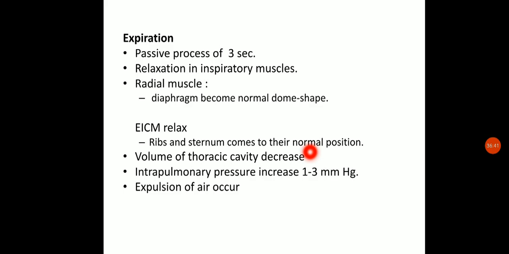Now expiration is almost the opposite of inspiration. In the case of expiration, again two muscles are involved. It's a type of passive process which does not require a lot of effort by the body. It is caused mainly due to relaxation of the respiratory muscles. As in inspiration, the contraction of the muscles led to inspiration, while here the relaxation of these muscles is responsible for expiration. So the radial muscles, which gave the diaphragm its dome shape, return to normal shape.